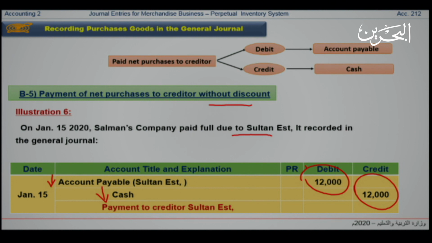Okay, my dear student, where do I get the 12,000? Previously, I purchased the merchandise with amount of 12,500 and returned the amount of 500. So the total amount due is the 12,000.